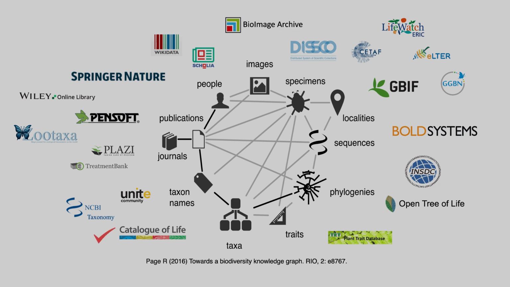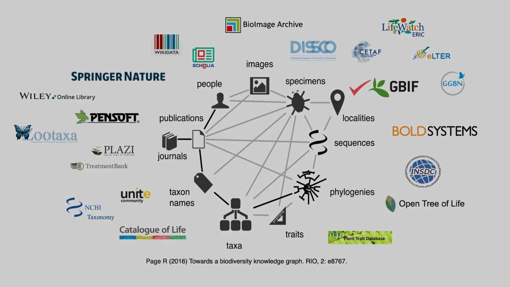And there are a number of resources that are available that hold this information on these different data types that go from catalogs of species as the Catalog of Life, journals for publications, Wikidata for people, image archives, sequence repositories as the BOLD data system and INSDC, the International Nucleotide Sequence Database Collaboration, museums that hold the specimens, and data aggregators as GBIF, and also more specific resources for phylogenies as the Open Tree of Life and the Plant Trait Database.